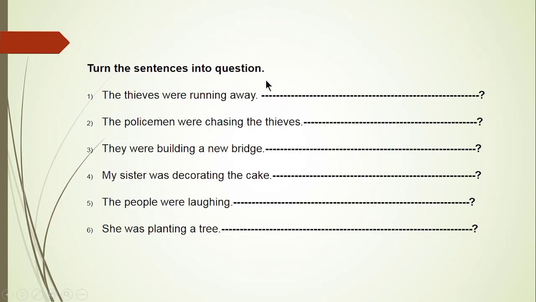Turn the sentences into questions. Now for making questions, you know that we bring the helping verb to the start of the sentence and put a question mark at the end. For example, the thieves were running away. Were the thieves running away? The policemen were chasing the thieves. Were the policemen chasing the thieves? So that is how we convert positive sentences into yes/no questions. Convert the rest of the sentences into yes/no questions yourselves.